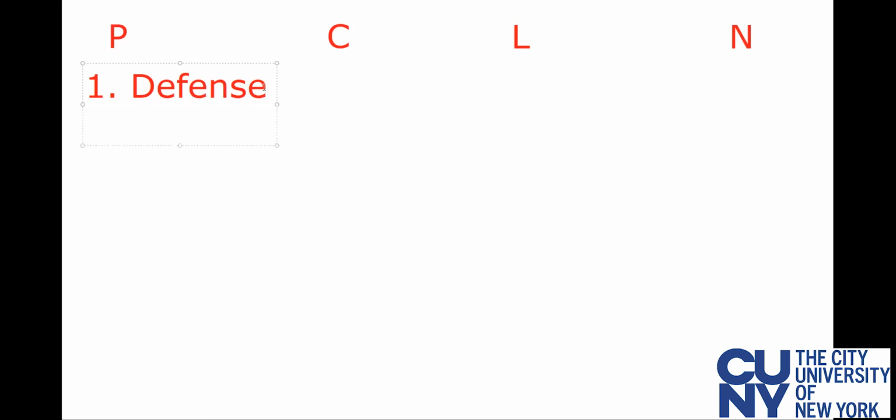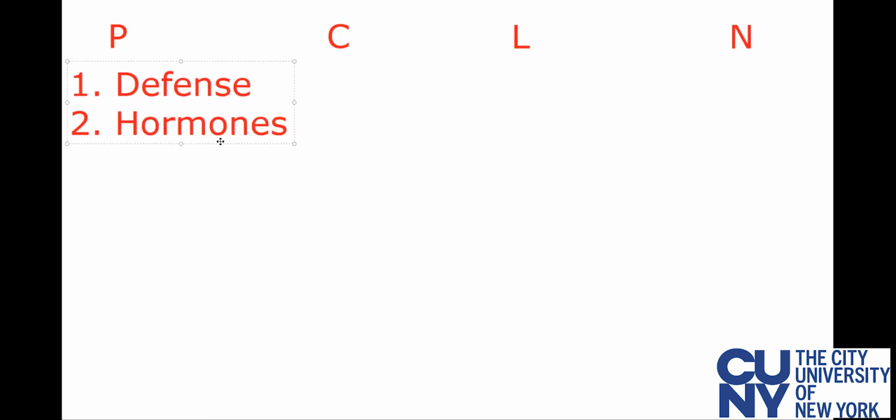So defense is most important. Second is hormones, right? Hormones are important for growth of our body, our system, right? Then enzymes. Enzymes are those proteins. 99% of the enzymes are proteins. And what do enzymes do? They help in metabolism.